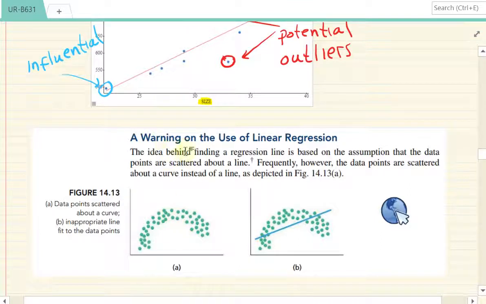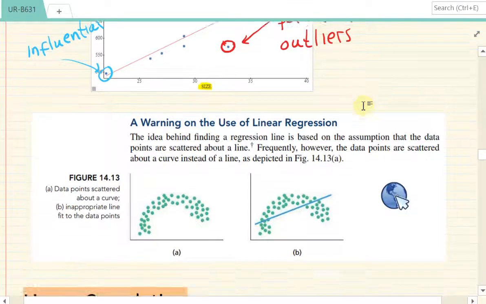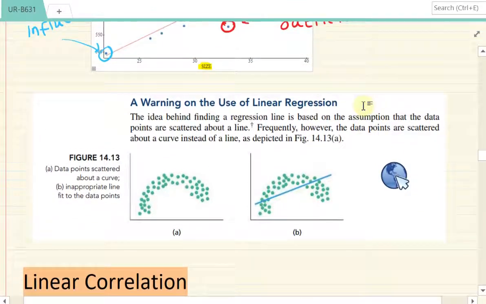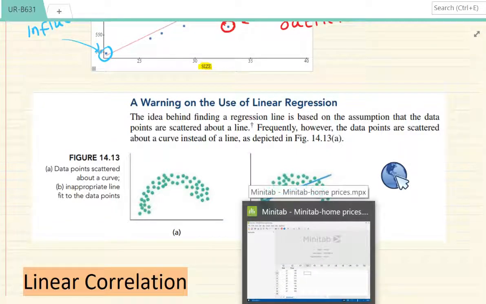So that's just the warning that we have here for you. Okay, so now before we actually get into linear correlation, let's go to Minitab and take a look at this. So I already have Minitab, but I need to readjust my viewing with the windows. So I'm just going to pause for a moment, and when I return, you're going to see a different screen here.